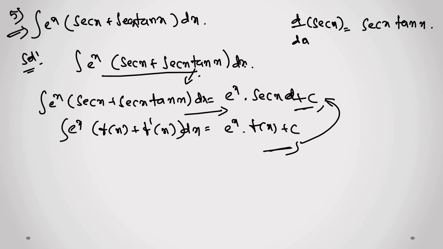So I used this step here. Okay, now this is the answer of the given question: e power of secant x, that is e power of x into secant x, plus c. So this is the answer here.